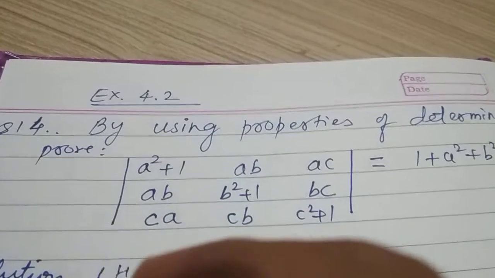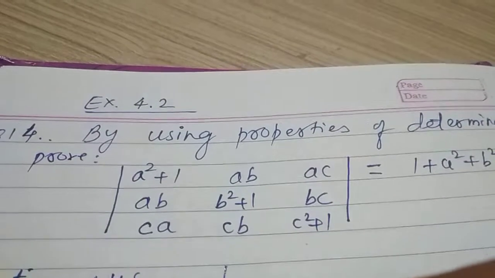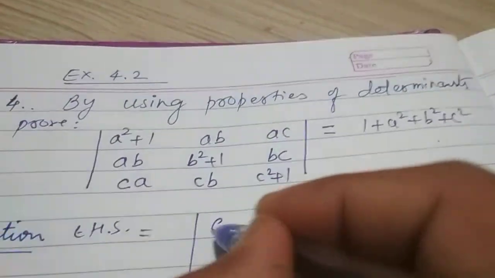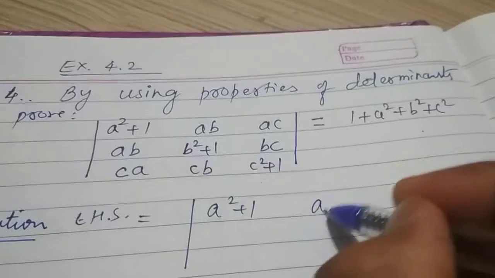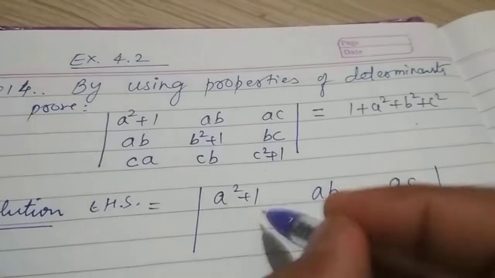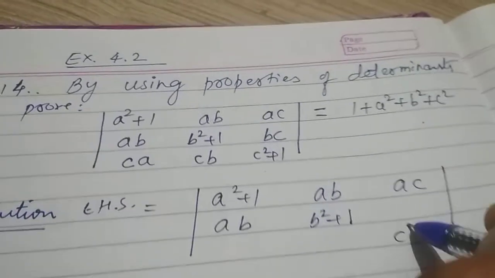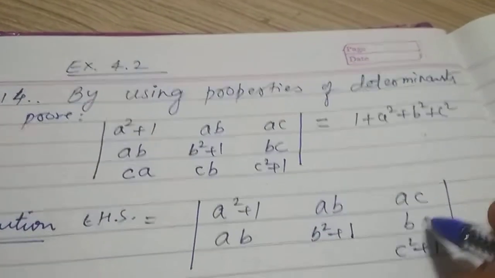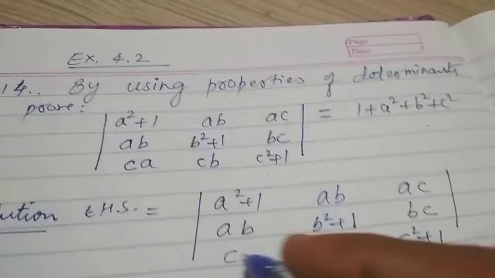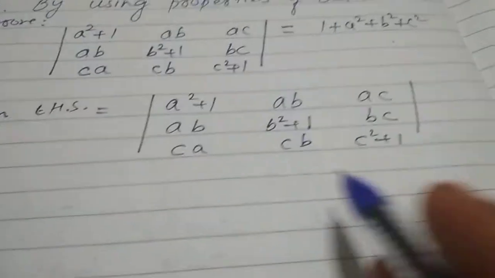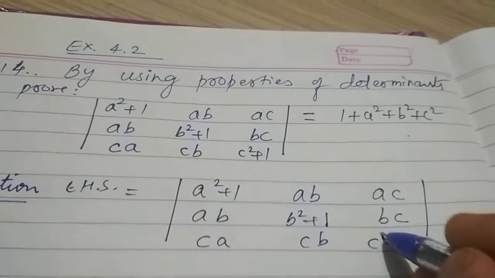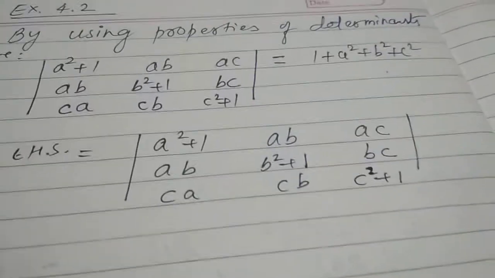Left hand side. I will write the determinant first. a square plus 1, here ab, here ac, here it is ab, here b square plus 1, here bc, here ca, here cb, here c square plus 1. It seems to be the determinant of a corresponding symmetric matrix. Somewhat it looks like that only. So it has got its own symmetric properties. So let us go with that.